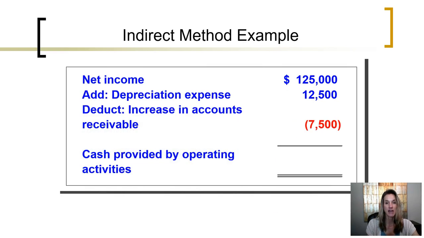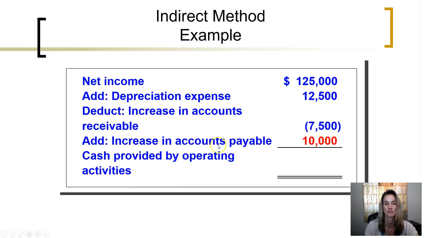Next, we look at non-cash current asset accounts. ABC had an increase in accounts receivable during the year. Using our guide, we know that if a non-cash asset account increased, we need to subtract the amount of the increase. We look at the change in the accounts receivable balance from the beginning of the year to the end of the year. It increased $7,500. The indirect method says we need to subtract that $7,500.